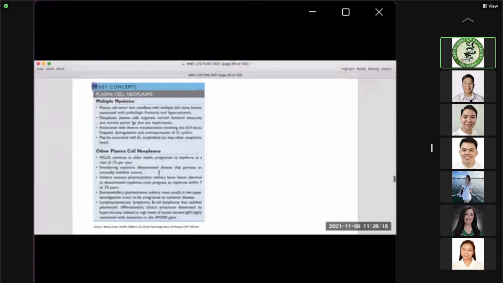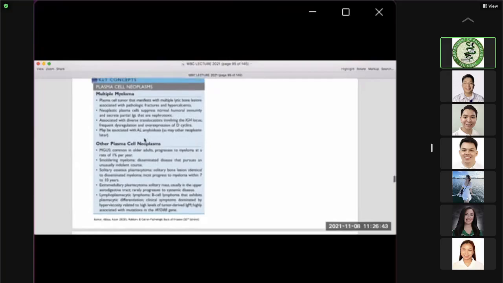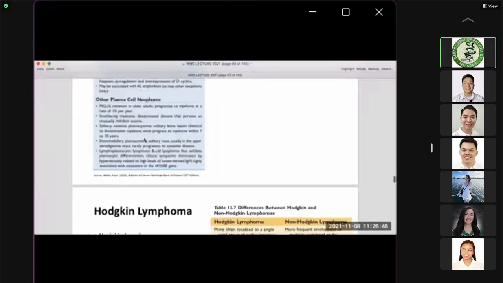Okay, so these are the key concepts regarding the plasma cell neoplasm with regards to multiple myeloma. Okay, so multiple lytic bone lesions, so suppress niya ang normal humoral immunity, secrete partial Igs that are nephrotoxic, associated with diverse translocations, associated with amyloidosis, deposition of amyloid. And then we have the other plasma cell neoplasms listed here.